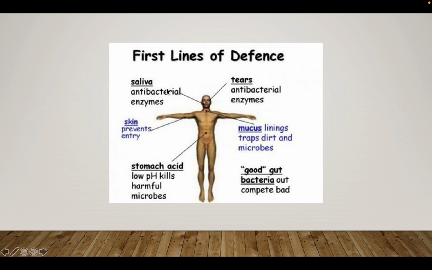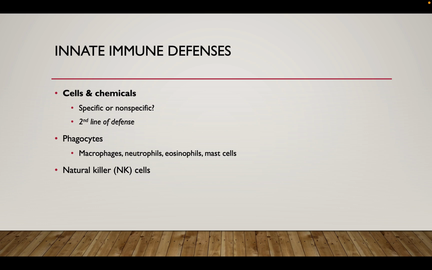So you have our saliva with our lysozymes, skin, stomach acid, mucus linings, tears, as well as those good, normal, healthy bacteria that we have in our gut that are going to outcompete for the nutrients that bad bacteria would also try to take. So the next part of our innate immune system are going to be cells and chemicals.